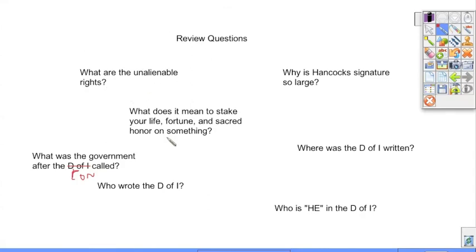Okay. Also, at the end of the Declaration, it says that the signers stake their life, fortune, and sacred honor. What does that mean, Sarah? Good. They're going to risk everything. They could die, they could lose all their money, and even their reputation. Now, we had a government after the Declaration, before the Constitution, and it was very weak. What was that government called, Ashlyn? Good. It was the Articles of Confederation. Very weak.